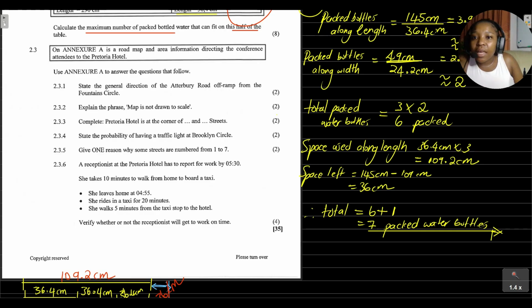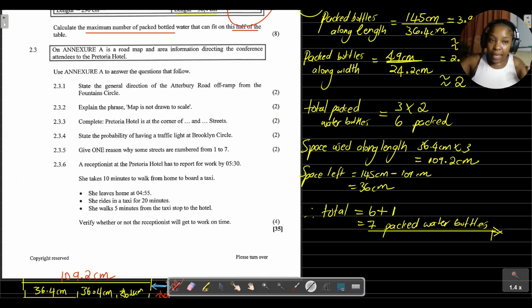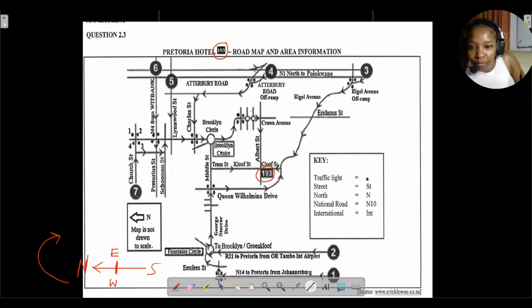Use Annexure A to answer the questions that follow. State the general direction of the Atterbury Road off-ramp from Fountain Circle. Remember, the key here is that if you're asked to give the general direction, the word after "from" is where we are starting. So in this case, they're saying from Fountain Circle. We are starting at Fountain Circle. We are going to the Atterbury Road off-ramp. That's Fountain Circle, where we are starting. Atterbury Road off-ramp is somewhere there.